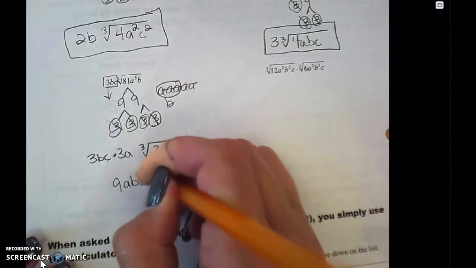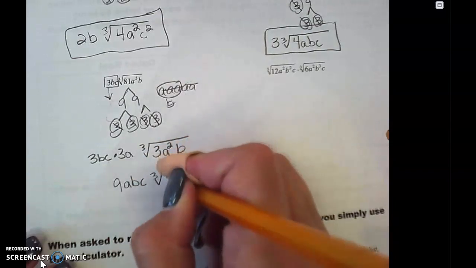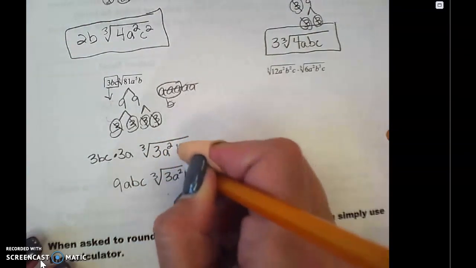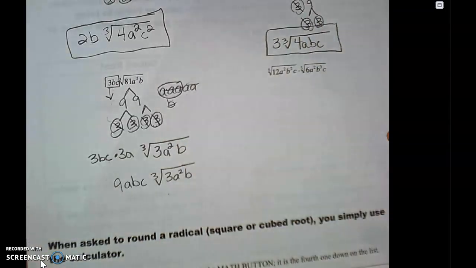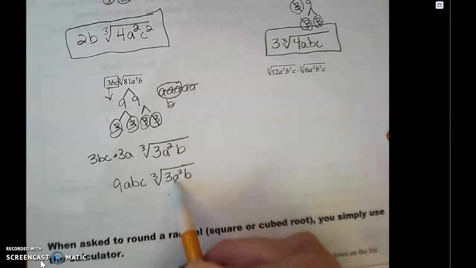cube root, and what was under it? 3A squared B. A squared B is just A squared B. You never add these because they're not the same base.